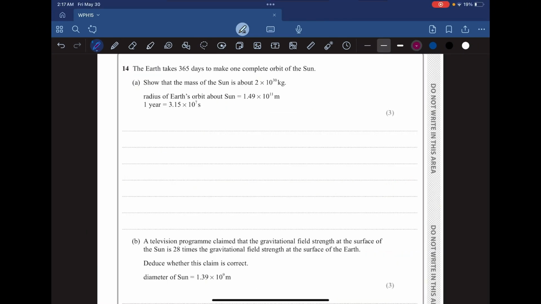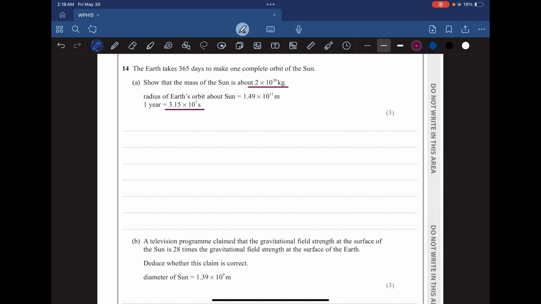The Earth takes 365 days to make one complete orbit of the Sun. Alright, we all know that. Show that the mass of the Sun is about 2 into 10 to the power 30 kg. So they are asking us to figure out the mass of the Sun. The radius of the Earth's orbit about the Sun is this, and they have also given us the time in seconds of 1 year.